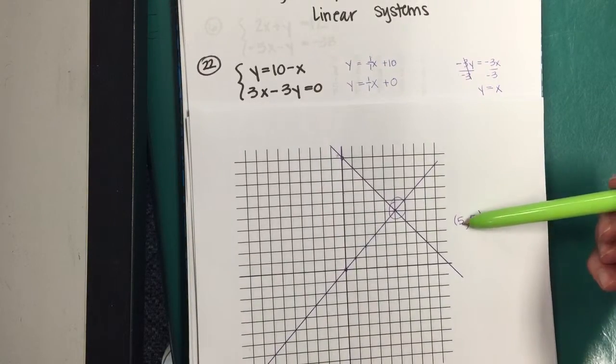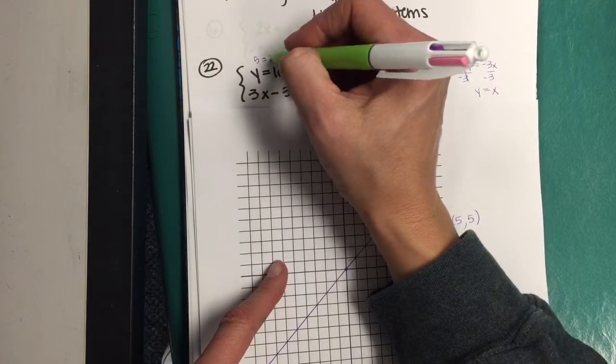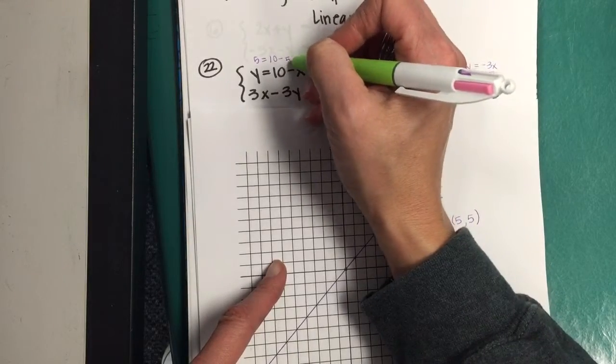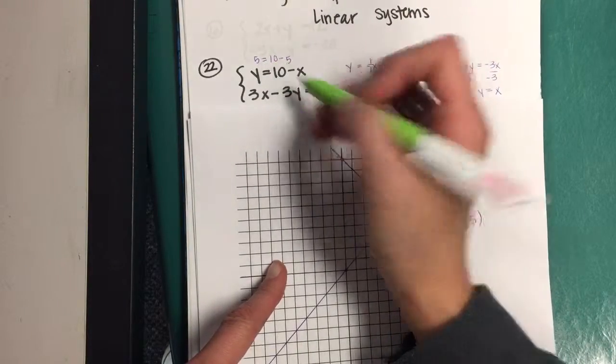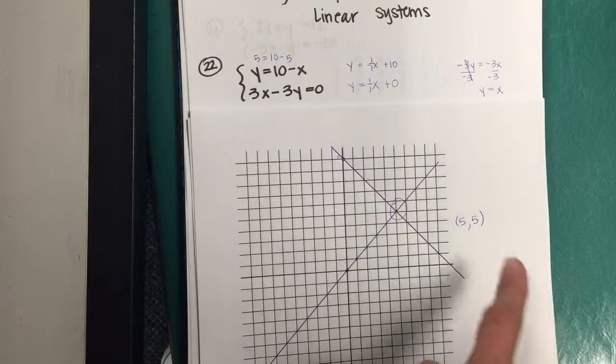So if I plug 5 in for y into either one of them, y equals 10 minus x. The x coordinate's 5. Does that check out? 5 is equal to 10 minus 5. It does work, so it looks like our solution is good. Don't forget to write your answer as an ordered pair.